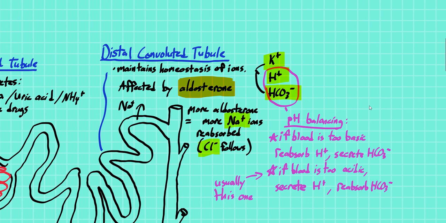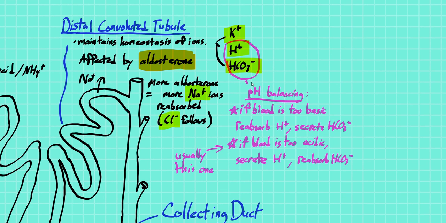The other set that we need to remember is about hydrogen and bicarbonate ions, which work together to do balancing of pH, keeping your blood pH consistent and neutral. If your blood is too basic, that means you need more acid in your blood to neutralize. So we would reabsorb H+, which is an acid, and secrete bicarbonate ions. These two ions, hydrogen and bicarbonate, always go in opposite directions. If you're secreting one, you're absorbing the other. If you're absorbing one, you're secreting the other.